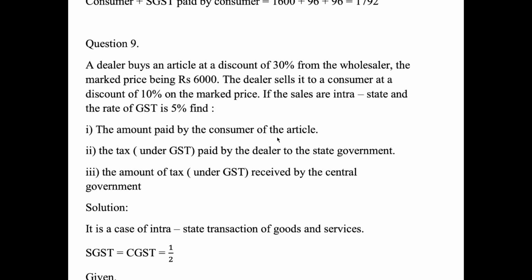by the consumer of the article. Question number 2, the tax under GST paid by the dealer to the state government. And question number 3, the amount of tax under GST received by the central government. So how to solve these types of sum?